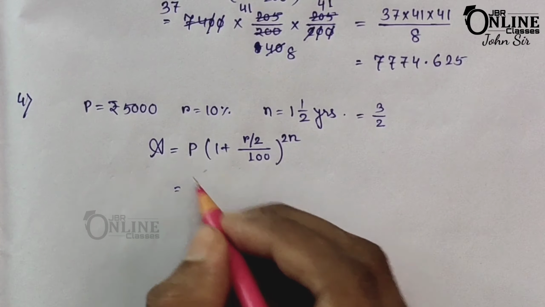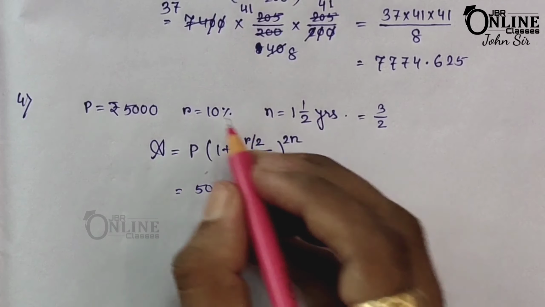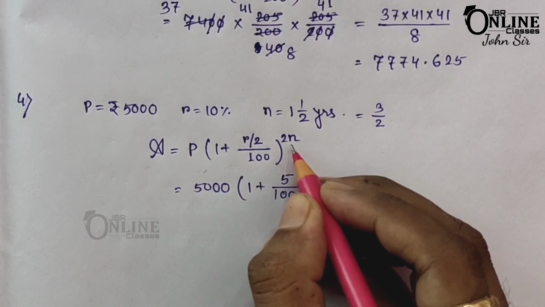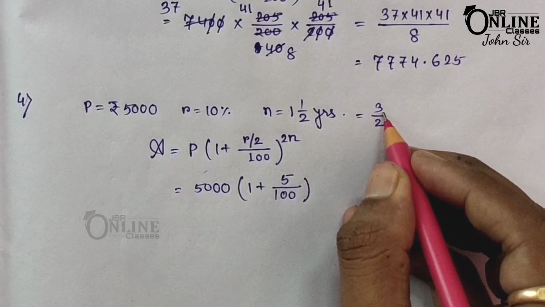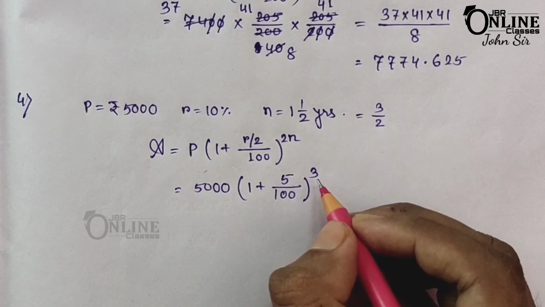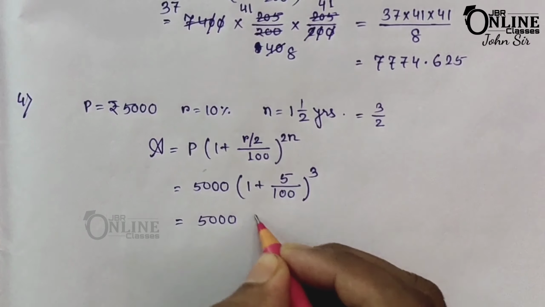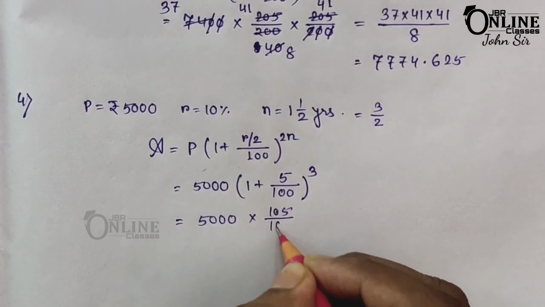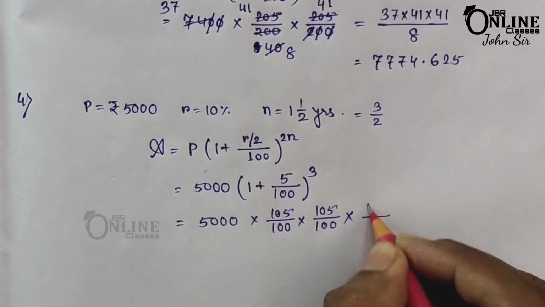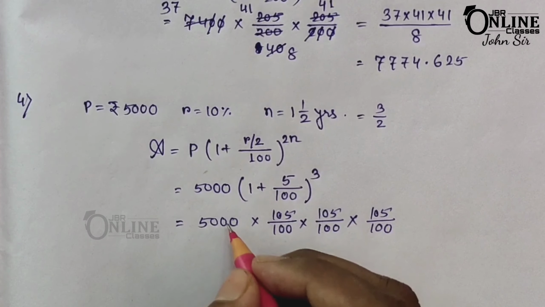That means here P equal to 5000, then 1 plus R by 2, so 10 by 2 means 5, so 5 by 100, and the power is 2 into 3 by 2, that means only 3, so write down here only 3. Clear? I hope you understand. So it will be 5000 into 105 by 100, again 105 by 100, again 105 by 100, as here it is a cube, so you have to write it 3 times.